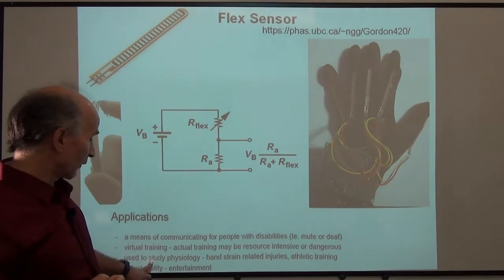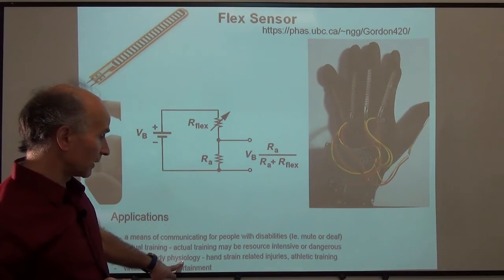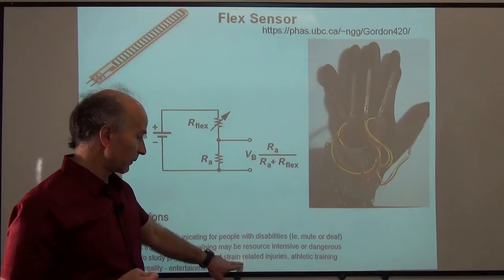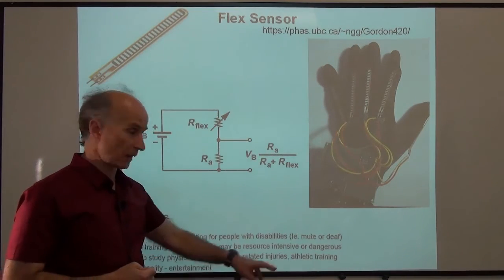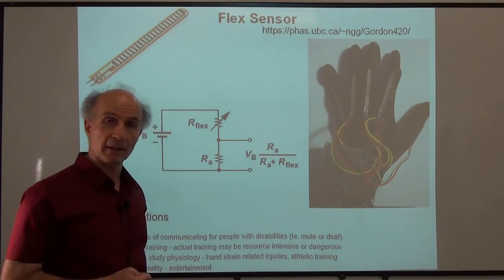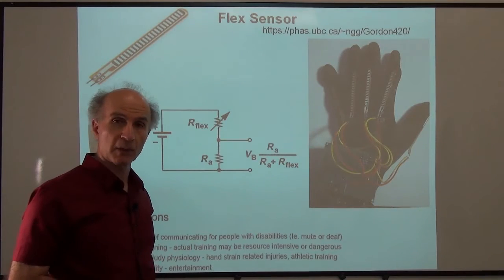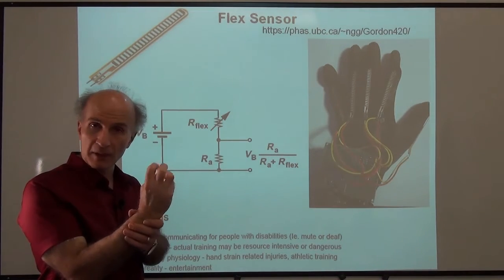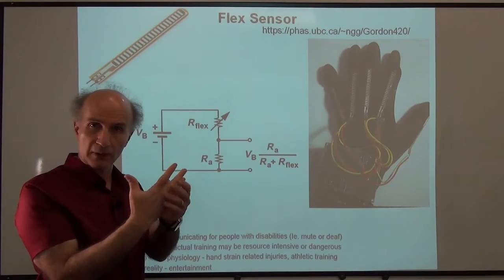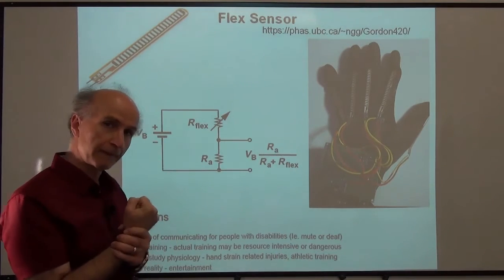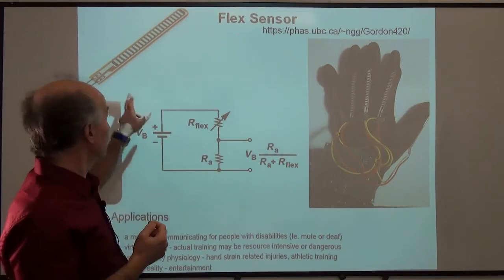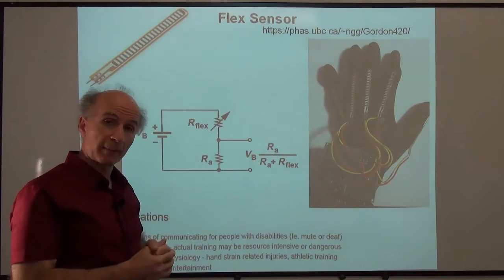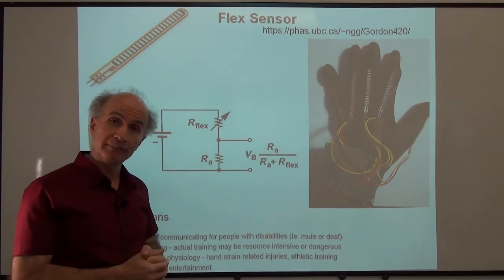And for example, they can also study physiology. For example, if we have some injuries, in athletic training, people have incurred injuries, we can use this glove to see how much they can bend their fingers, what kind of pain they experience, and so on. So you can see that a very simple device has so many applications. Isn't that beautiful?